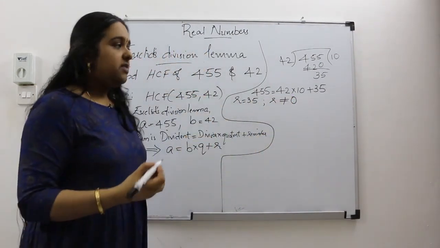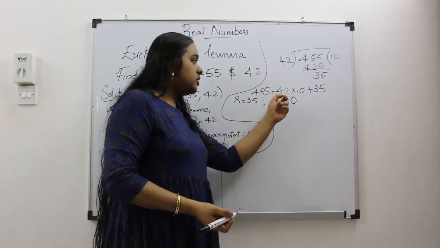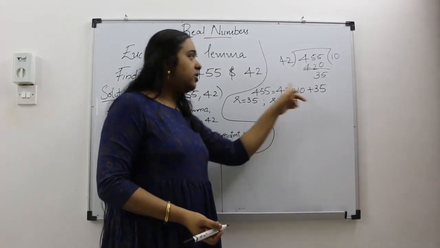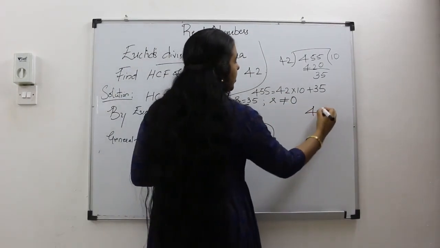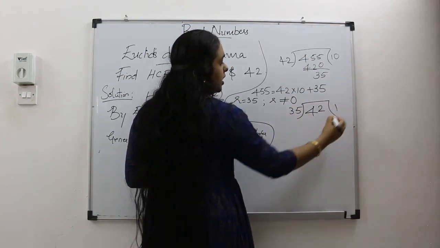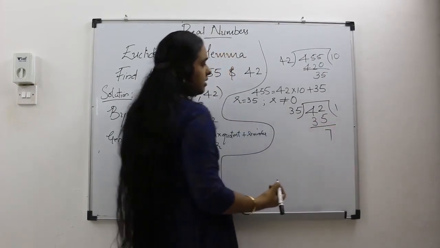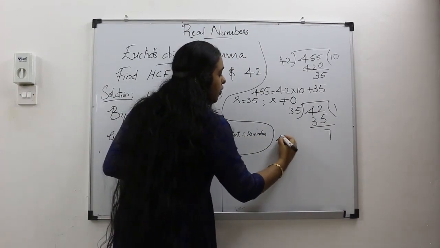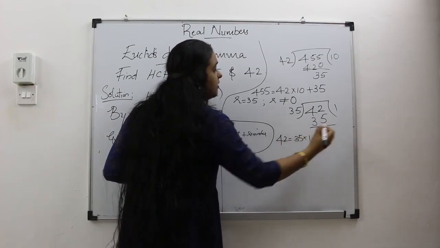Then what do we have to do? We have to again apply Euclid's division lemma by taking 42 and 35. The divisor 42 and the remainder 35. Now the divisor will become the dividend. So again we are going to divide 42 with 35. Once 35, how much remainder? 7, right? Then I am again going to write the general form: 42 equals 35 into 1 plus 7.